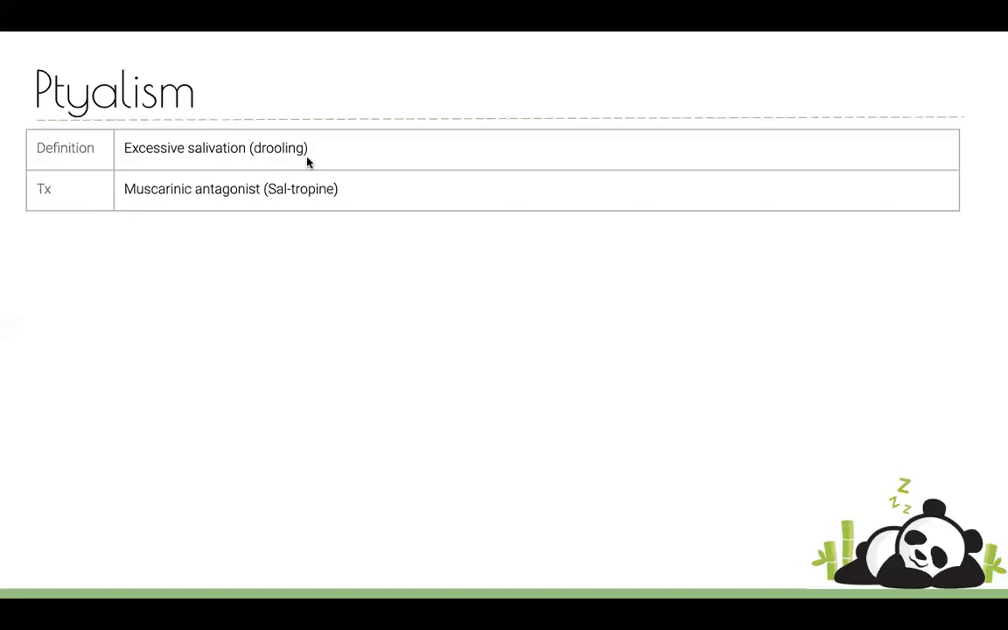Ptyalism is excessive salivation or drooling, and you can do the opposite. So you can give atropine, which is a muscarinic antagonist.